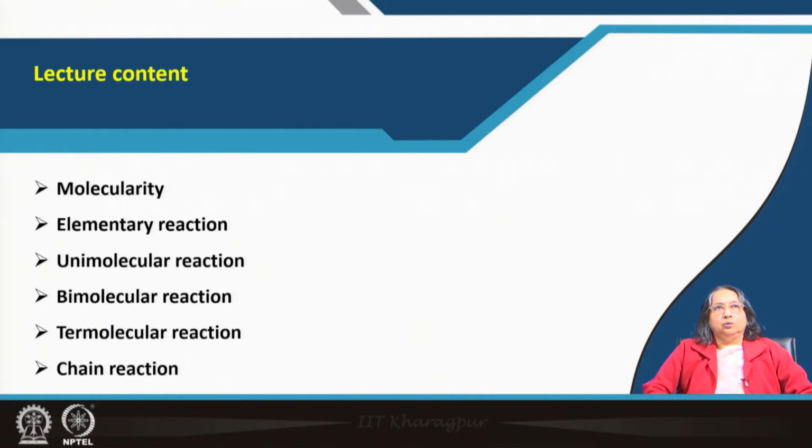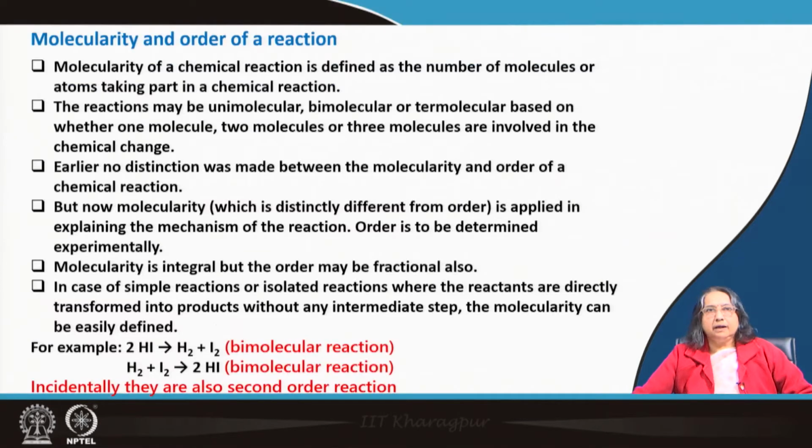You all know that in the general way we show a reaction by a balanced equation, but it is very important to know the detailed mechanism of the reaction, and to know the detailed mechanism we need to have an idea on the following topics that I mentioned here. Now, what is the molecularity and order? What is the difference between the molecularity and order of a reaction?